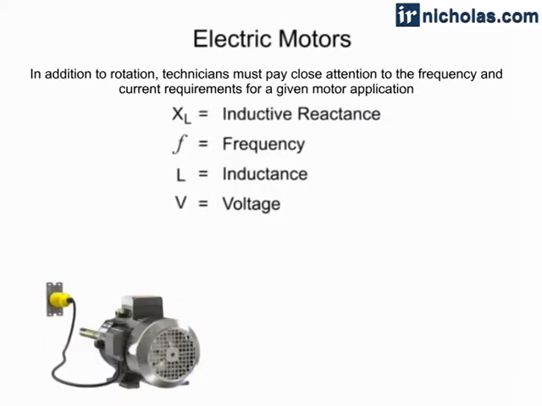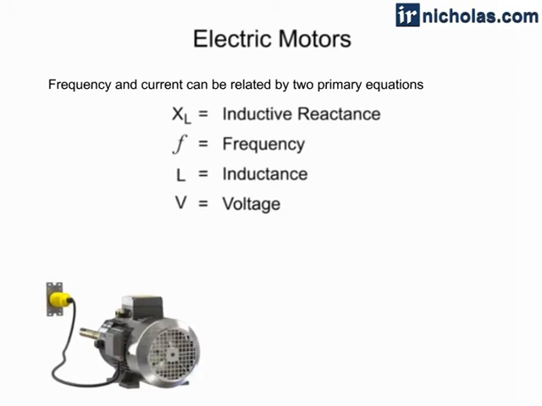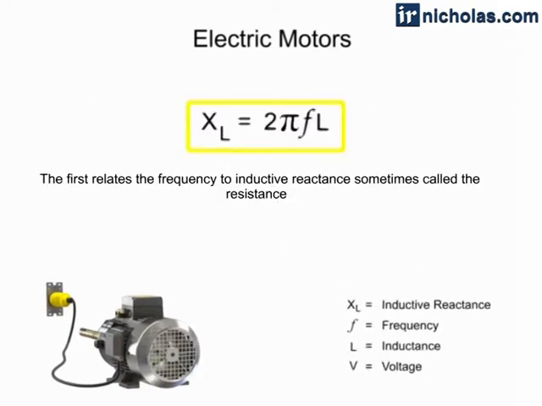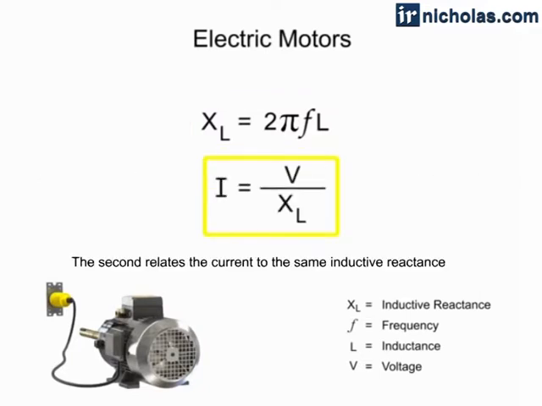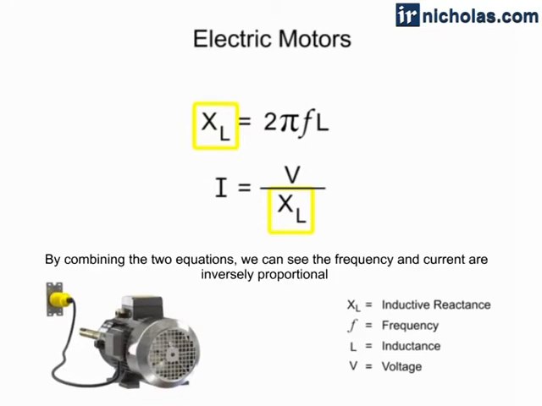In addition to rotation, technicians must pay close attention to the frequency and current requirements for a given motor application. Frequency and current can be related by two primary equations. The first relates the frequency to inductive reactance, sometimes called the resistance. The second relates the current to the same inductive reactance.